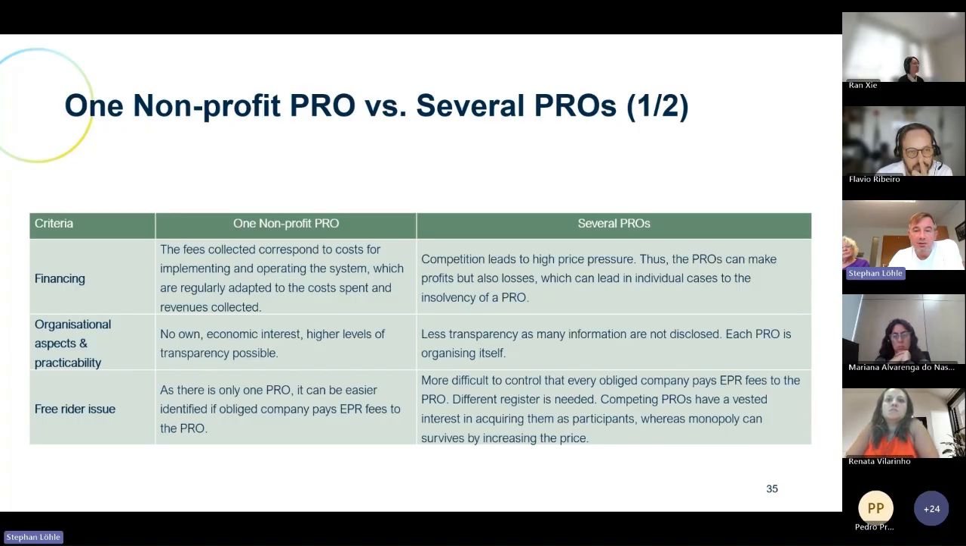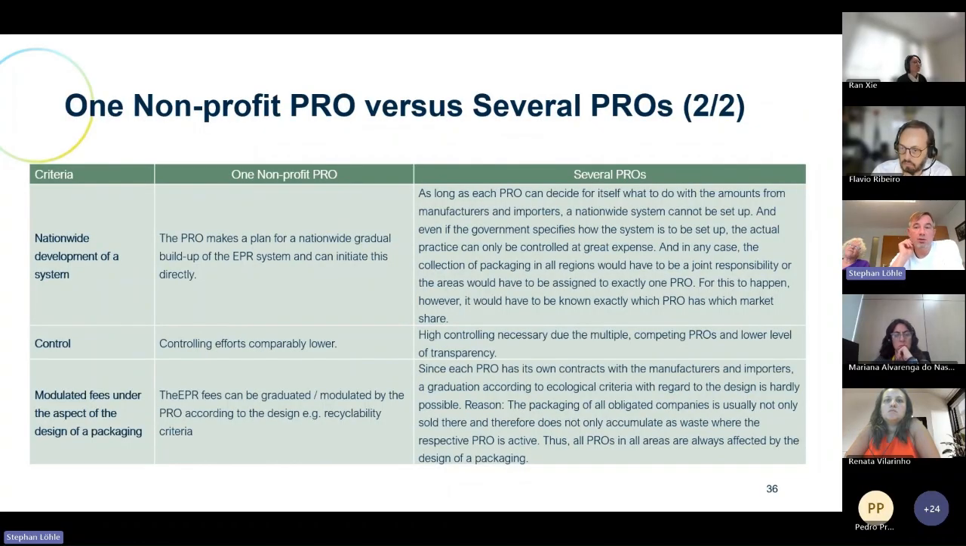This is already addressed, the advantages and disadvantages of one non-profit PRO against several PROs. Just mentioning several PROs, we talked about different PROs per material type. You can also have different PROs by region, for instance, but the same issues apply. So who goes into the more rural areas compared to the dense ones, with comparably higher operational costs? That's not easy. And if you have such a setting, you need clear rules from the governmental level on how to distribute regions across the several PROs, because otherwise it's just cherry picking and going for the easiest way to collect and recycle.